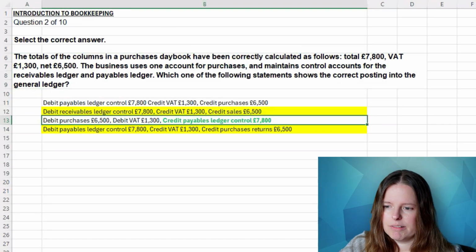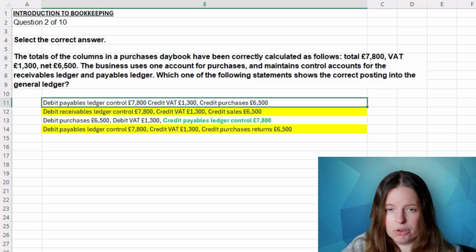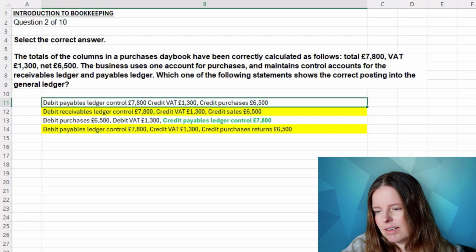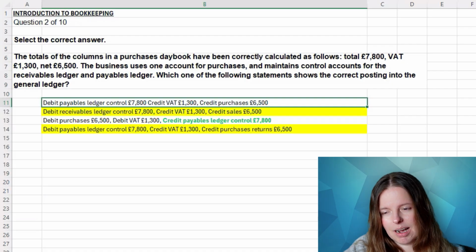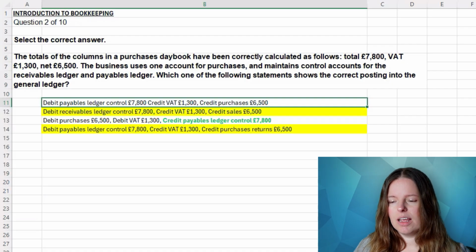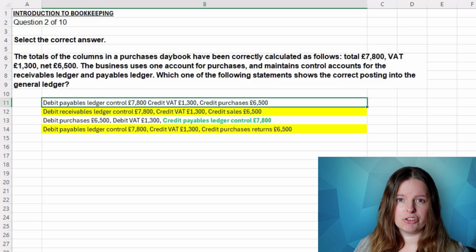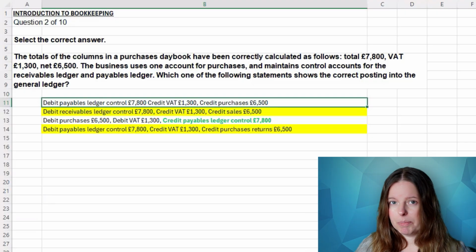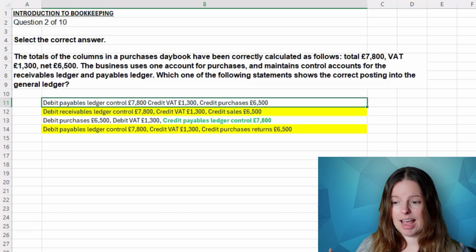Now the reason why it's not this one, even if you weren't to look at that and look at something else, is because when we're looking at purchases and we look at the income statement, where you're working out your profit and your loss, your sales are shown as a credit, so they're shown as a minus figure. And all of your purchases are shown as a positive figure, so as a debit.